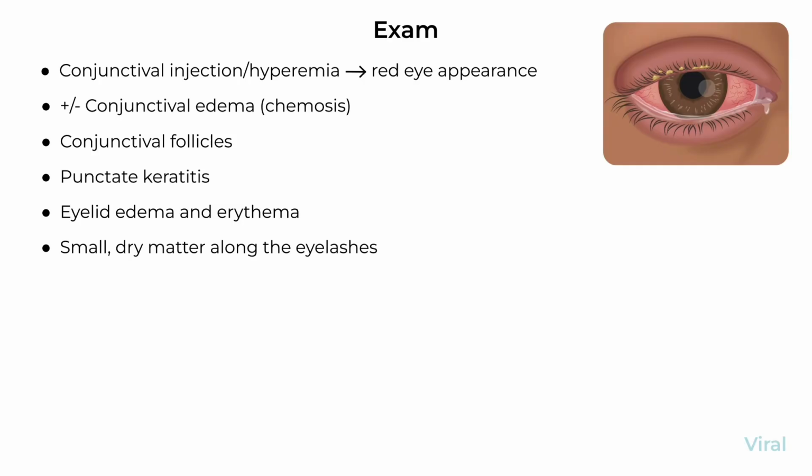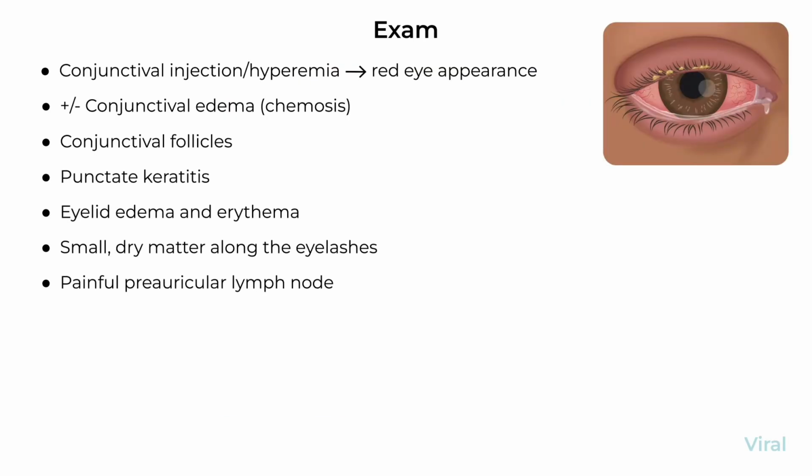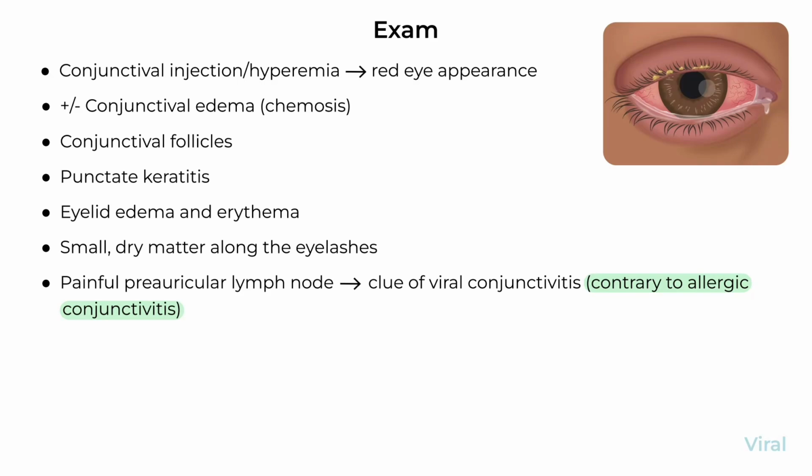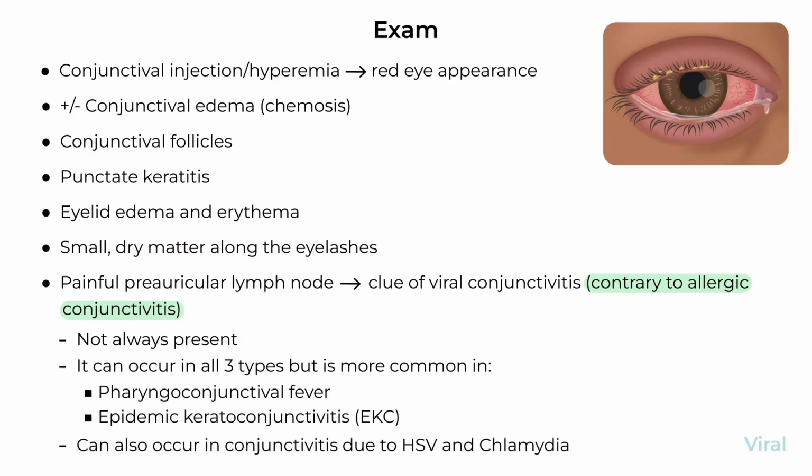A key differentiator is the presence of a painful preauricular lymph node. It's not always present, but when it is, it's like being handed a map when you're lost. It's a good clue that what you're seeing is potentially viral conjunctivitis. So this painful preauricular lymph node can occur in all three types of viral conjunctivitis, but it's more common in pharyngoconjunctival fever and EKC.